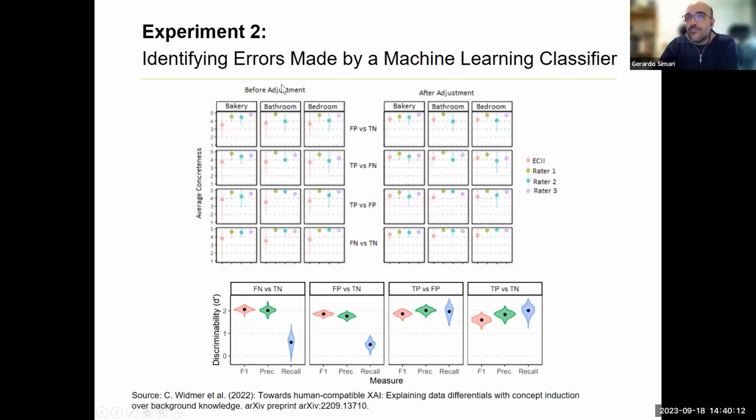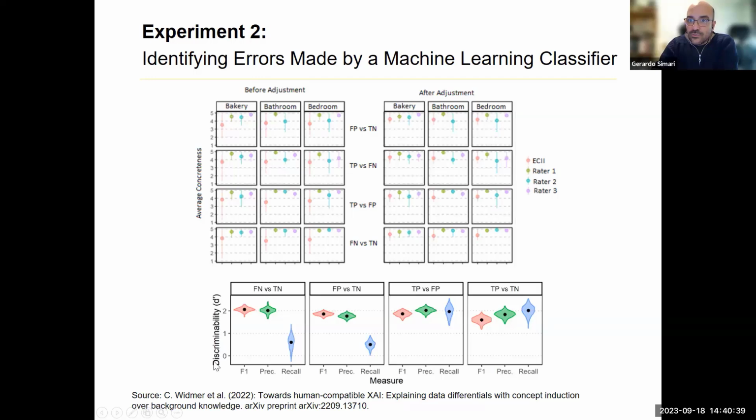So here we have before adjustment and after adjustment. You can see that the red ones are the ones produced by the algorithm, and before and after, you can see that the concreteness is much better, much closer to the ones for the humans. So this is for each different task.